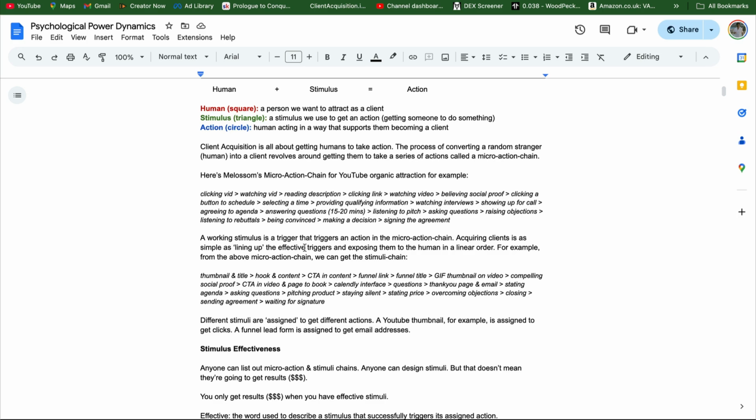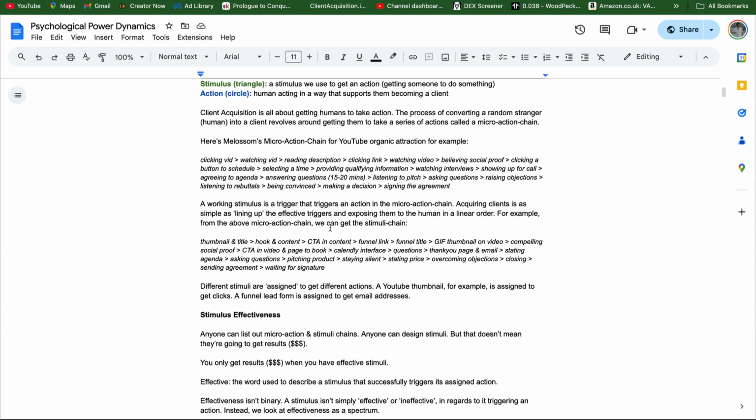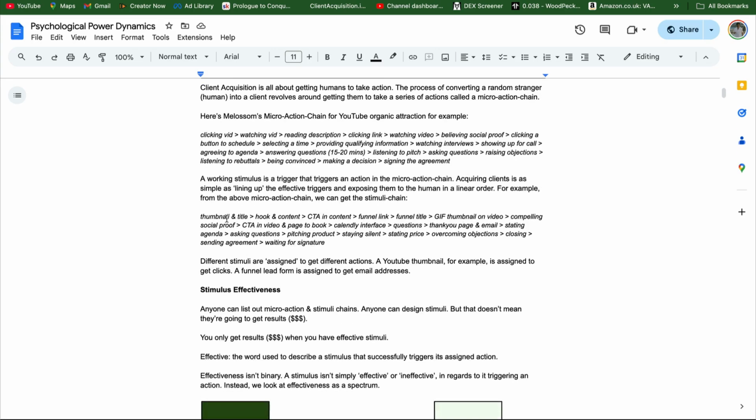Now, a working stimulus is a trigger that triggers an action in the micro-action chain. Acquiring clients is as simple as lining up the effective triggers and exposing them to the human in a linear order. For example, from the above micro-action chain, we can get the stimuli chain. So the thumbnail and title, to the hook and the content, to the CTA and the content, to the funnel link, to the funnel title, to the GIF thumbnail on the video, to the compelling social proof, to the call to action in the video and page to book, to the Calendly interface, to the questions, to the thank you page and email, to the stating agenda, to the asking questions, pitching the product, to staying silent, to stating the price, to overcoming objections, to closing, to sending the agreement, to waiting for the signature.